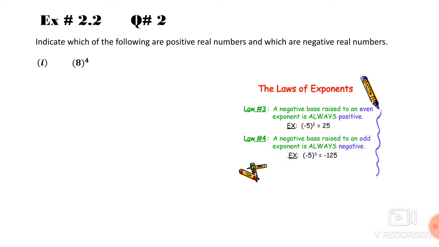The first one, 8 exponent 4. Here we can see that the base is positive. If base is positive, then no need to check the exponent. When base is positive, then answer is always positive. So first one is positive. Second one, base is negative. When we have a negative base, we have to check the exponent. Here exponent is an odd number. So the answer will be a negative integer. Third one, negative base, even exponent. Answer is always positive. So part 3 is positive.